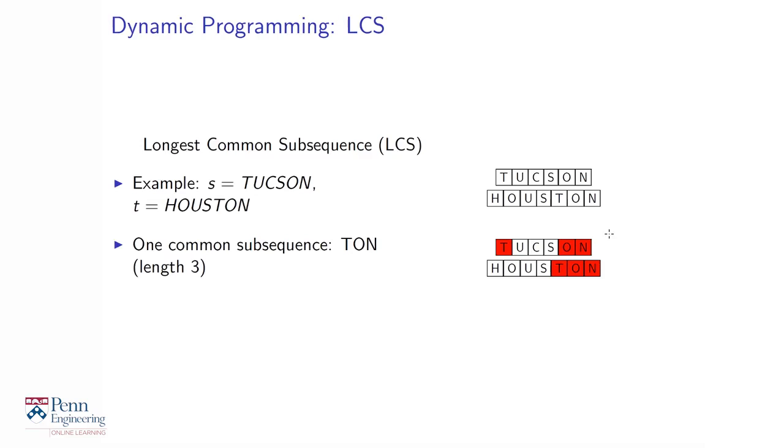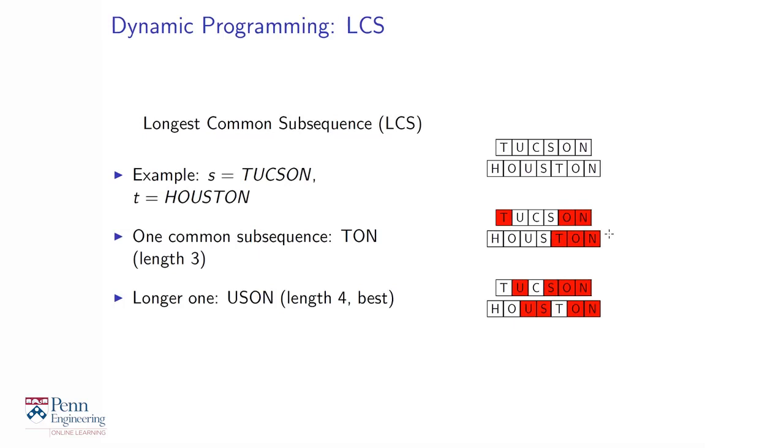This is not the longest common subsequence between them, however, because you could actually create a longer one by choosing the subsequence USON, which occurs in Tucson and in Houston, and it's of length 4. Turns out that this is actually the longest common subsequence between these two strings. You can imagine this is not easy to figure out if you're given really long strings, and this is where dynamic programming comes in handy, finding the longest common subsequence.